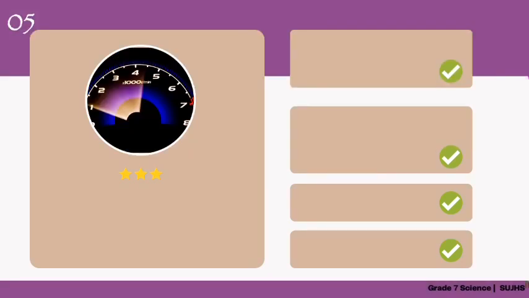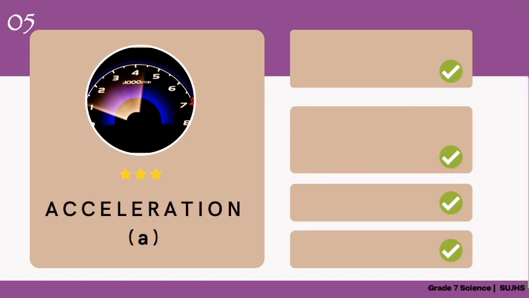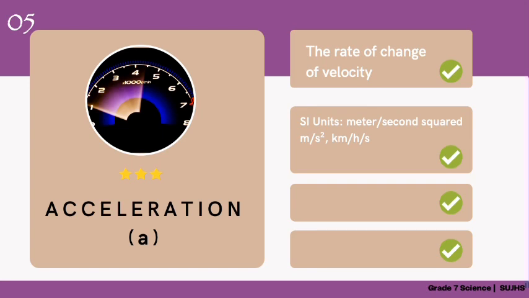Finally, the fifth descriptor of motion is what we call acceleration. It is symbolized by small letter a. It is defined as the rate of change of velocity. SI units are meter per second squared or m over s squared and kilometer per hour per second. And it is classified as a vector quantity because it has a direction along with the magnitude of the acceleration. Example is 3 meter per second squared north.